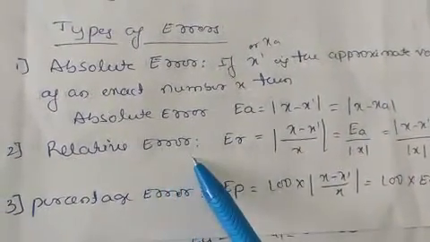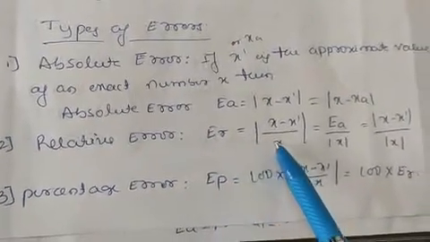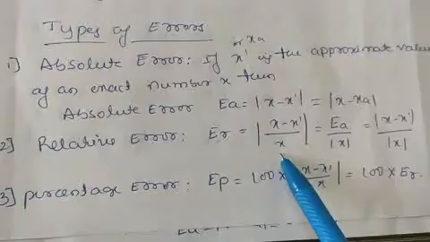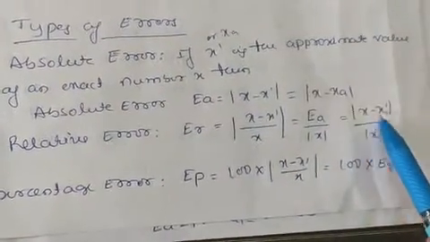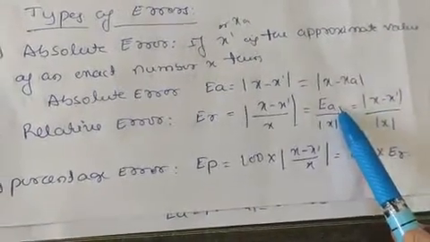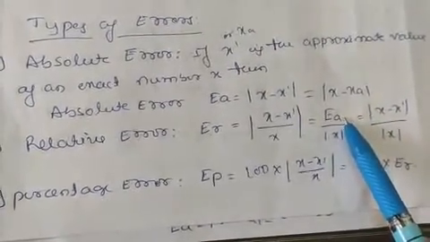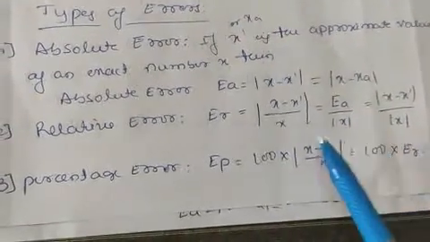Next is relative error. Relative error is denoted by ER, and it is equal to mod of x minus x dash divided by x. We can take it separately as mod of x minus x dash divided by mod x, and we know mod of x minus x dash is the absolute error. So it is the absolute error divided by mod of the exact number.